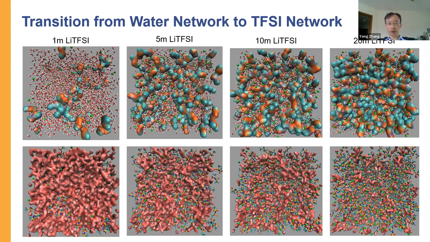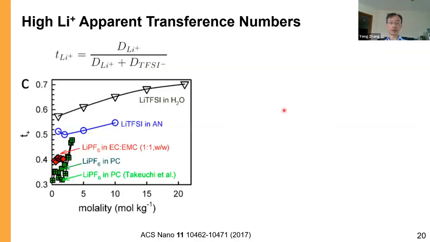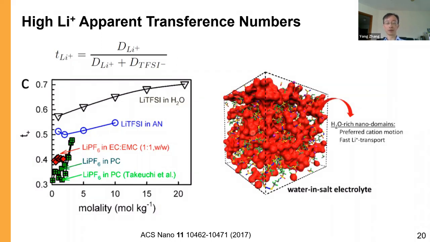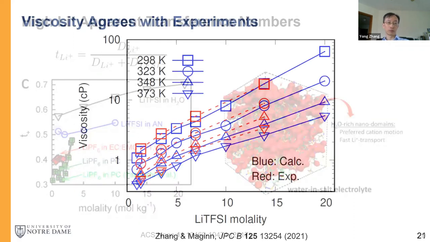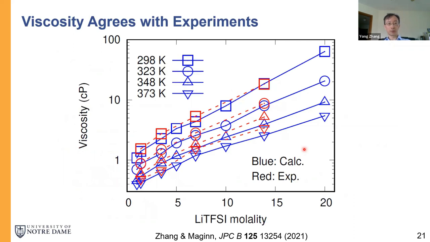So now I think we understand the liquid structure. What happens to the dynamics? As I mentioned in the beginning, in experiments they see this really high apparent transference number for lithium, and they try to explain this behavior based on their liquid structure. So if we don't have a water-rich domain or LiTFSI-rich domain, how do we explain this? We focus on the dynamics and transport properties.